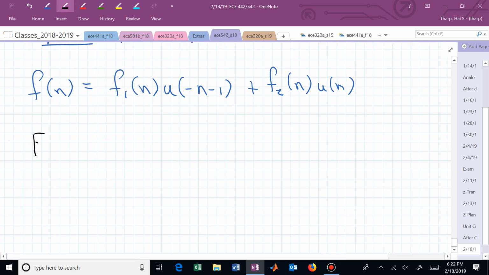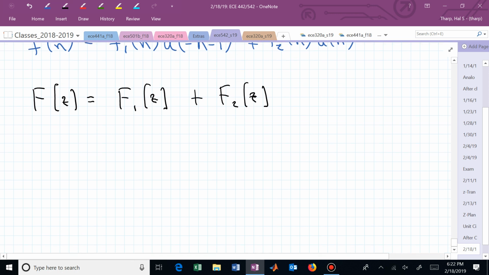And we can now say that F of z, we can compute these since the Z transform is a linear operation. We can now compute the Z transform of little f1 of n and the Z transform of little f2 of n and combine those to find capital F of z. Or let's now look at F1 of z.